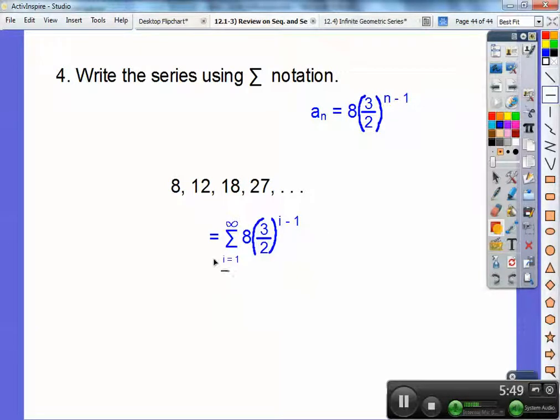Just to double check, if I plug in 1, 1 minus 1 is 0. Anything to the 0 equals 1, so 3 halves to the 0 is 1. 8 times 1 is 8, and that gives me my first term. Let's double check. Plug in i equals 2. 2 minus 1 is 1, 3 halves to the 1 is 3 halves, and then 2 would go into the 8 4 times. 4 times 3 gets me 12. If I plug in i equals 3, that should get me 18. Then i equals 4, so here's i. And I don't know why they choose i, you guys. They just do.